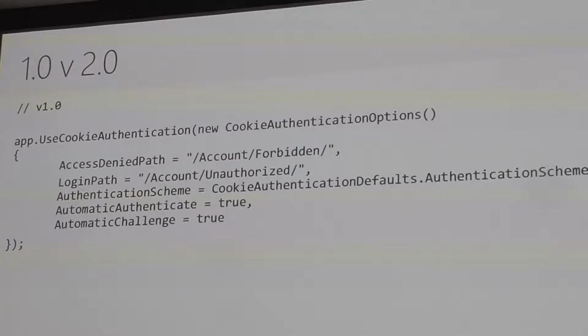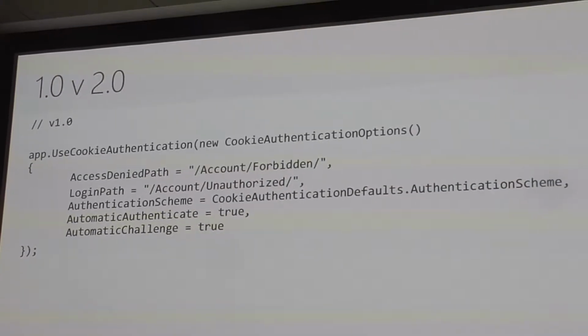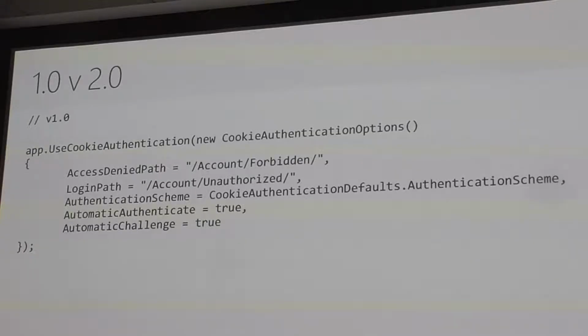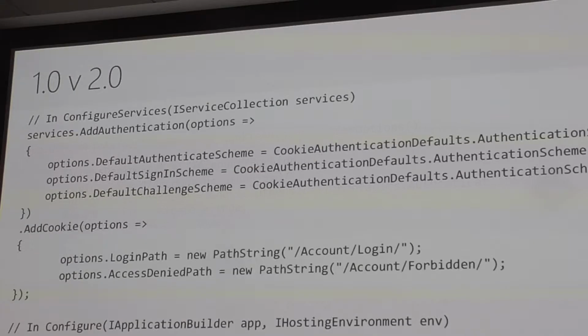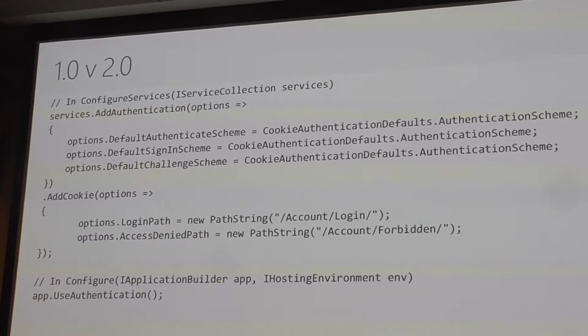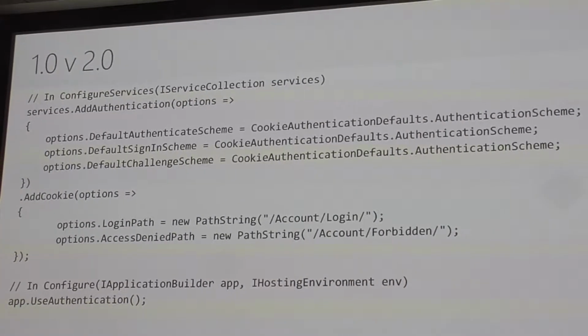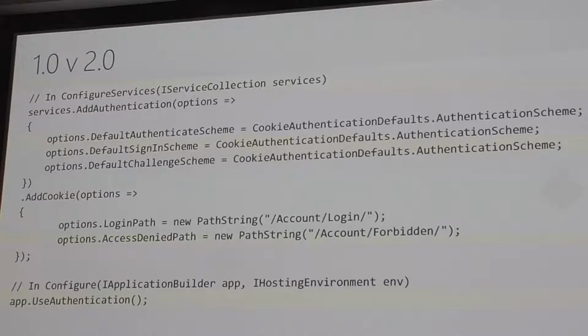So the way that we are configuring things now is different because of the way we rejigged stuff. If you are porting an app from 1 to 2, this is what your cookie authentication options would look like in 1. And here it is differently in 2. So we are adding authentication to our services. We are setting our defaults to that authentication middleware, and then we are adding cookie into the authentication middleware. So that finally enables us to say that you can only have one active middleware at a time.